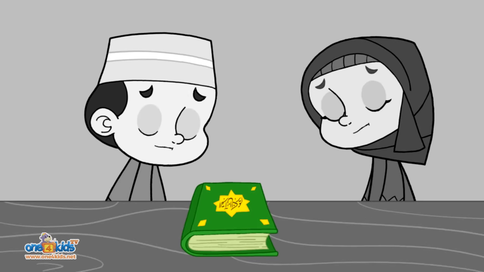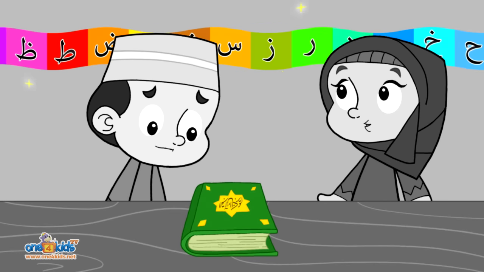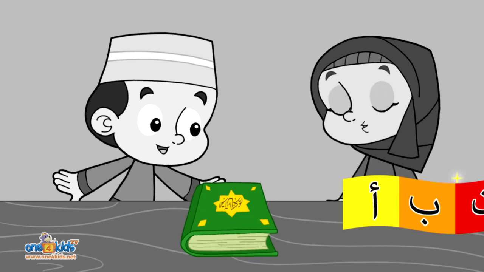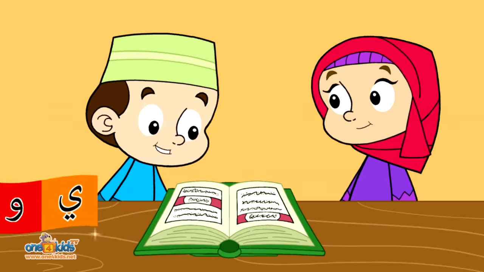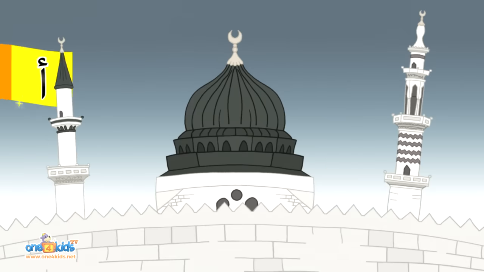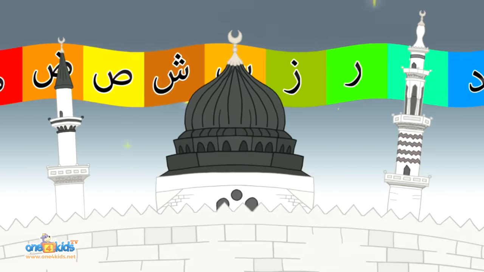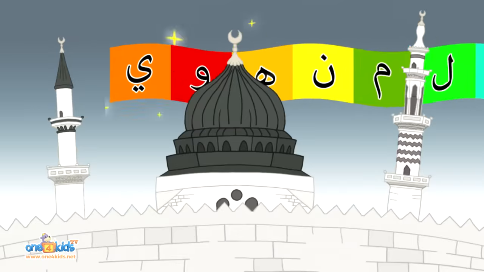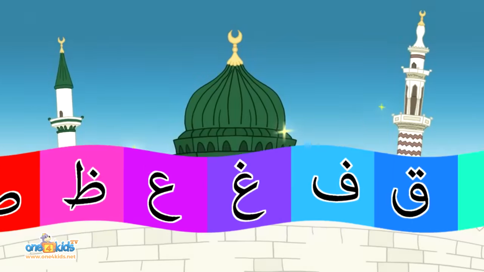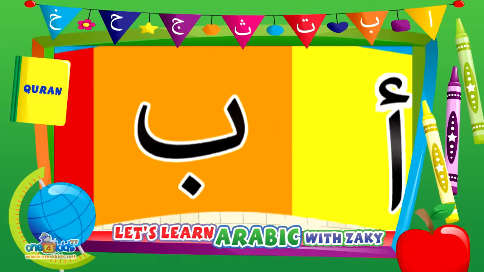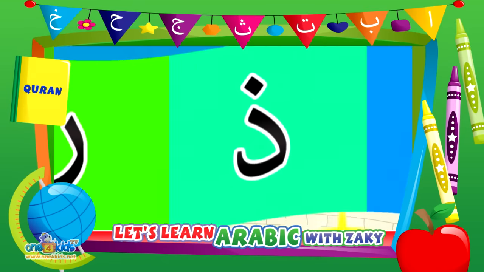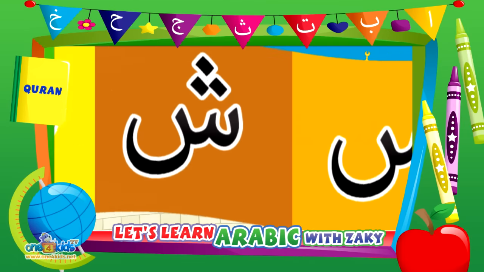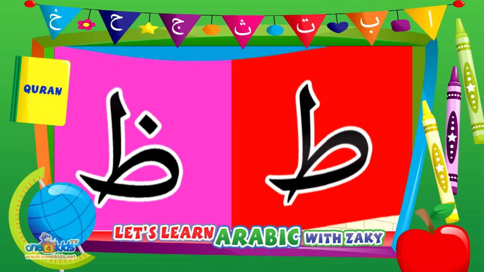We're learning the Arabic alphabet so we can read and learn Al-Quran, Al-Quran. The language of our beloved Muhammad, the last prophet sent from Allah. It goes Alif, Ba, Ta, Tha, Jim, Ha, Kha, Dal, Dhal, Ra, Zain, Sin, Shin, Sad, Dad, Ta.